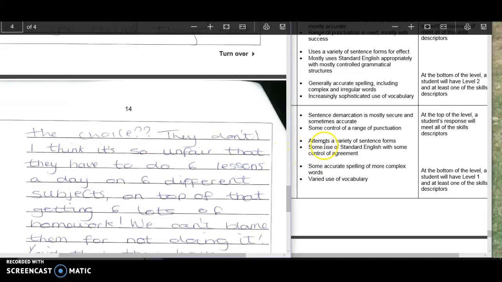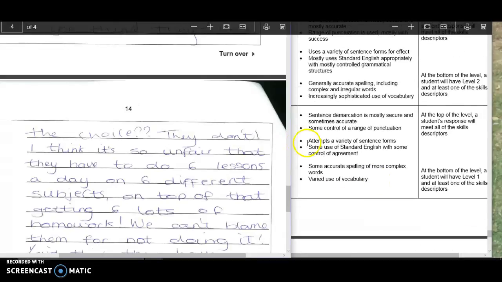Going back to the mark scheme, attempt a variety of sentence forms. Well, you've got some good short sentences in there. You've got compound sentences and complex sentences. Just be careful about making them too long. You might need to look at if you can shorten them, a couple of them sometimes. And some accurate spelling of the more complex words. There's just the odd spelling mistake in there, which isn't too bad. And a varied use of vocabulary.